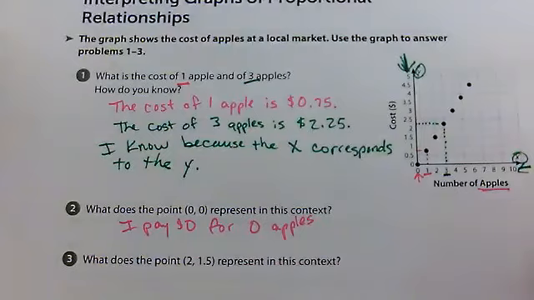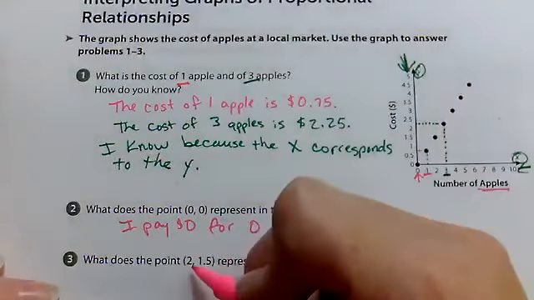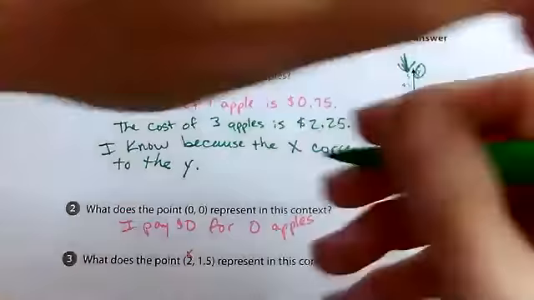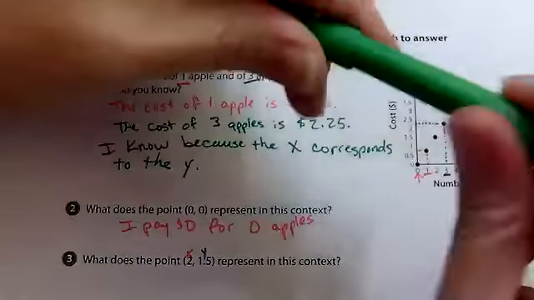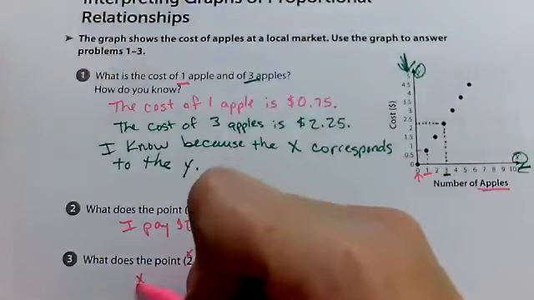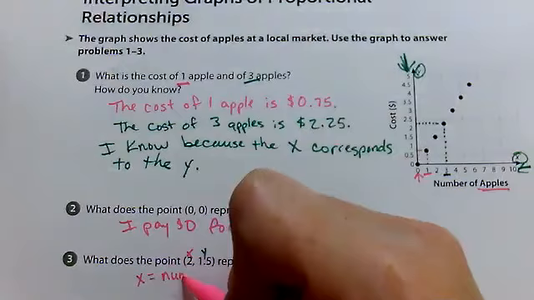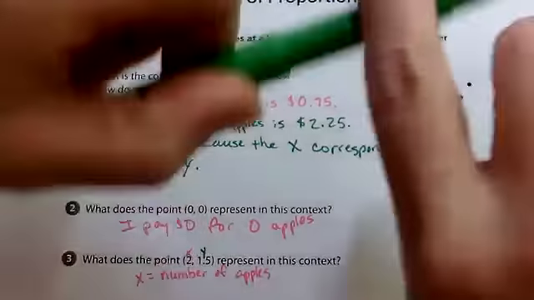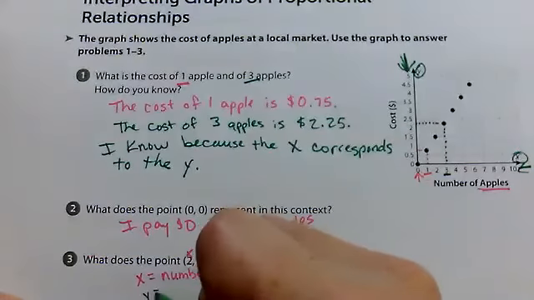So just looking at the points on this graph, is this graph proportional? Does this one make a straight line? Does it start at 0? And are our intervals consistent? Yes, absolutely it is. What does the point 2 for my x and 1.5 for my y represent in this context? Well, x is my number of apples, and y is my price.